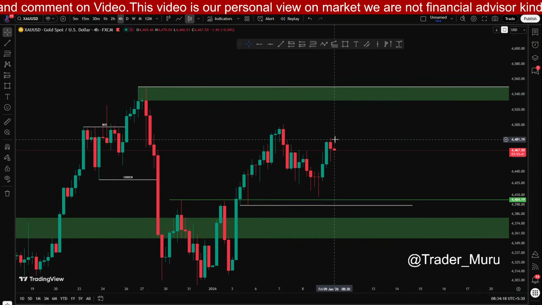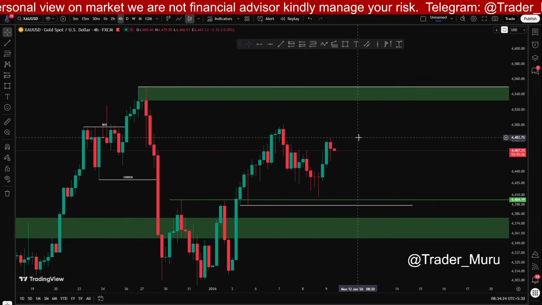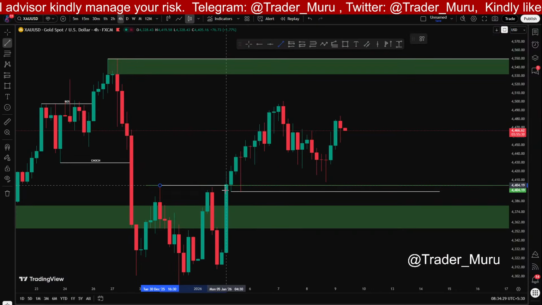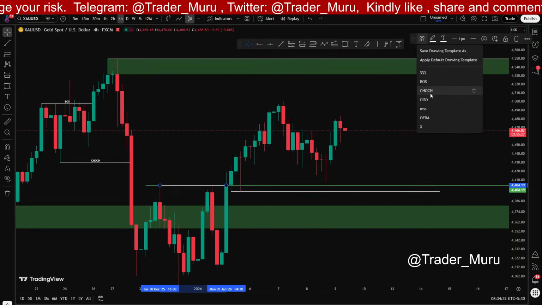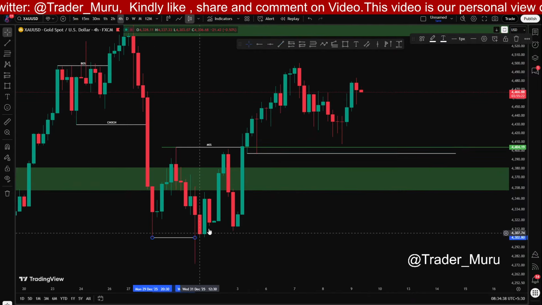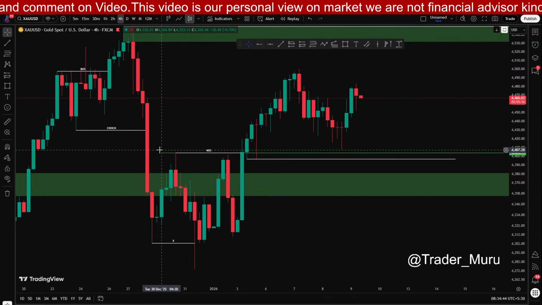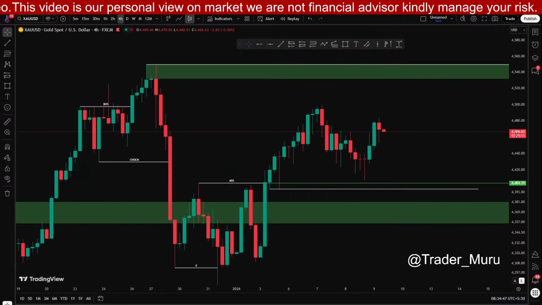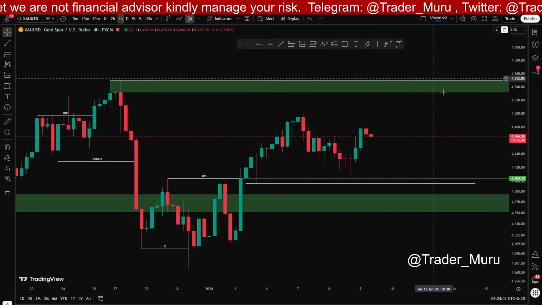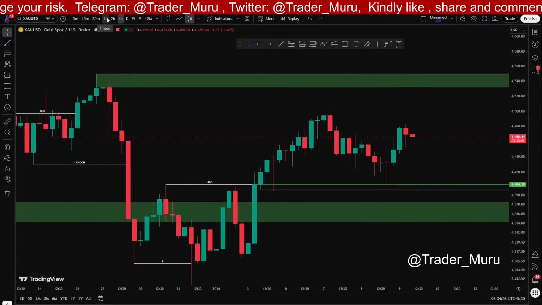So the first priority will be to watch a smaller time frame structure and act according to it. This is our market structure shift. And this is our liquidity hunt. So one of these two areas will be targeted in NFP. Now let's see the 1-hour time frame.